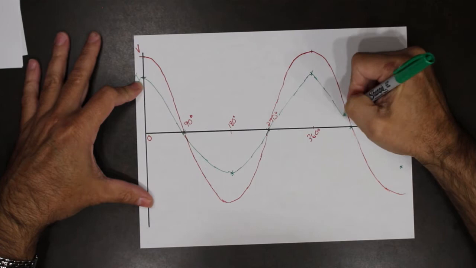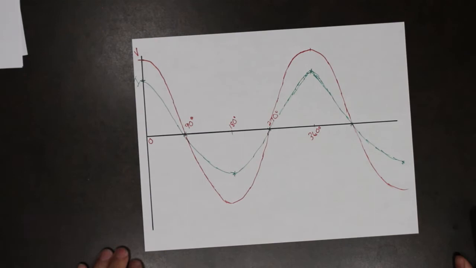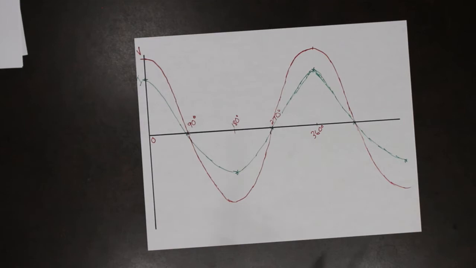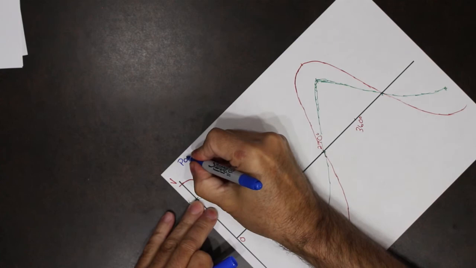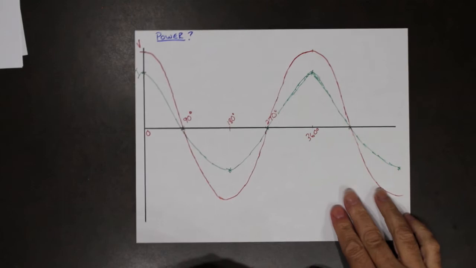But the shape, okay, so the current is now in phase with the voltage. So if the red is the voltage waveform, and the green is the current waveform, the question would be, what does the power waveform look like? Because we are talking power generation, not voltage generation, not current generation, but power generation.